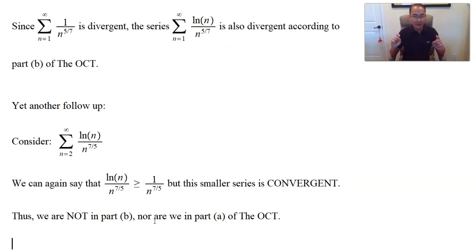Okay, so once again, we are not using the OCT correctly. It's not fitting. We have a smaller series, but it's a convergent series. If you choose a smaller series, the smaller series has to be divergent. So we need something a little bit stronger, something that has to do, of course, with ln of x.